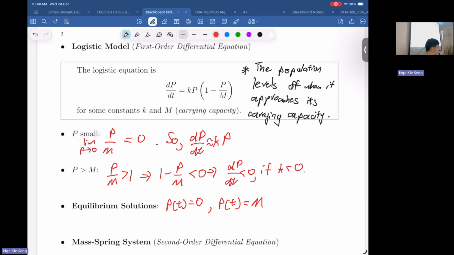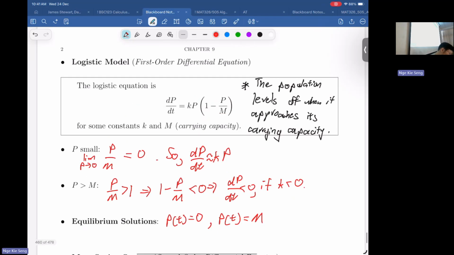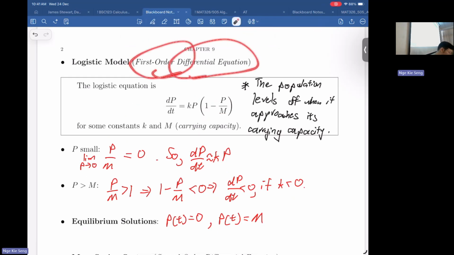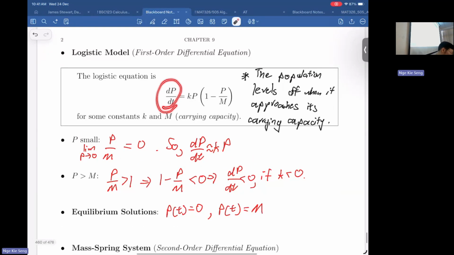If you start with nothing, there's nothing to grow. But when P(t) goes to M, then that factor actually is 0 as well. So these are the two equilibrium solutions we talk about when derivative is 0. This is what we call the first order differential equation, because the derivative here is just d over dt, only one derivative, and first order.